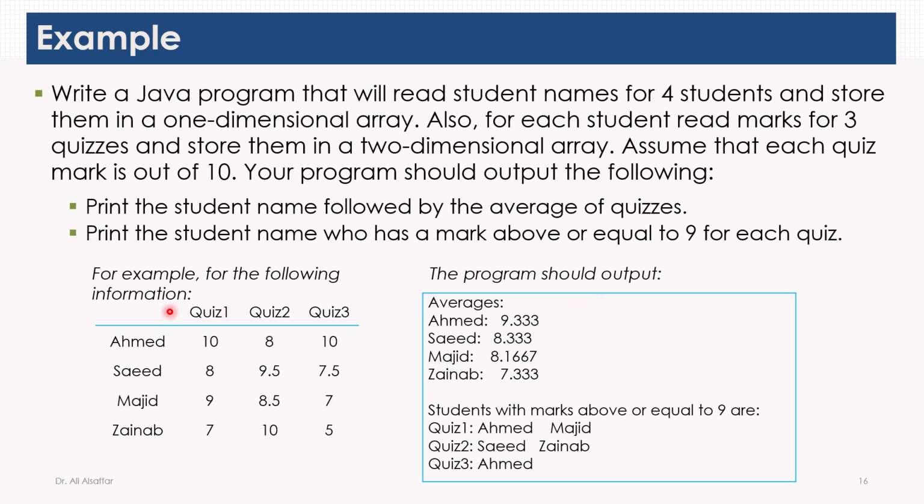Here is a sample output for the data we have in this table. For the first part, we print averages. We print the name followed by the quiz average. So Ahmed, the average of the quiz is 9.33, Saeed 8.33, and so on. And for the second part, we display a message, students with marks above or equal to 9 are, and we go for the quizzes column by column. So for quiz 1, we write Ahmed, Majid, and for quiz 2, we write Saeed and Zainab, and for quiz 3, we write Ahmed only because Ahmed is the only one who got a score in quiz 3 above or equal to 9. Let's go to JGrasp and implement this example.